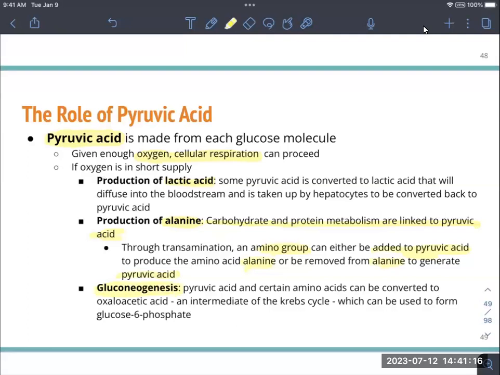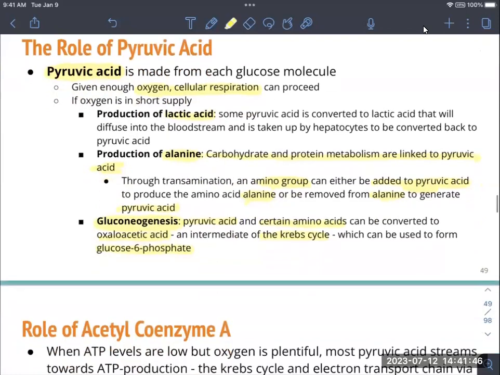Gluconeogenesis. We can make glucose from pyruvic acid, and some amino acids can be converted to glucose 6-phosphate. They can also be converted to oxaloacetic acid. This can be fed into parts of the Krebs cycle to form glucose 6-phosphate.